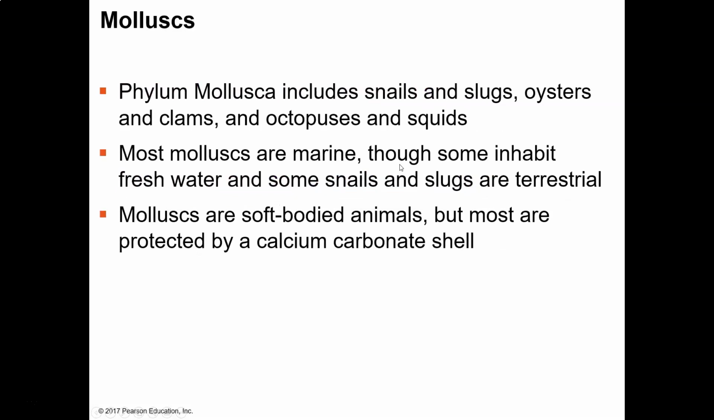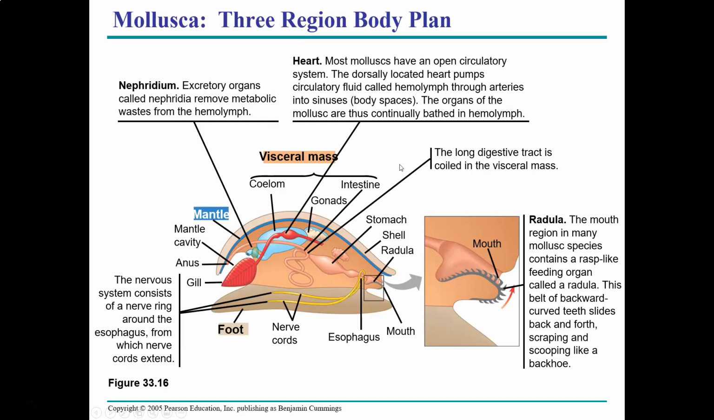That brings us to the mollusks. There's a real interesting group. The phylum Mollusca includes things that you're familiar with: snails and slugs, clams, octopus, squids. Most are marine, but you'll find some that are freshwater or terrestrial. And some produce a calcium carbonate shell, not all of them, but most are soft-bodied.